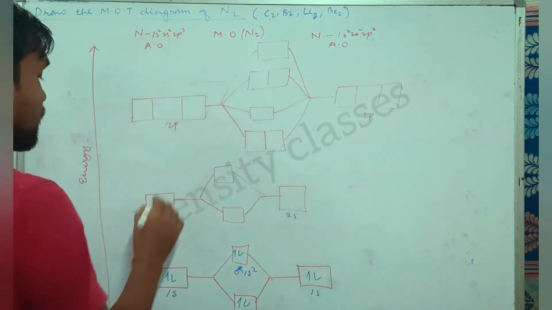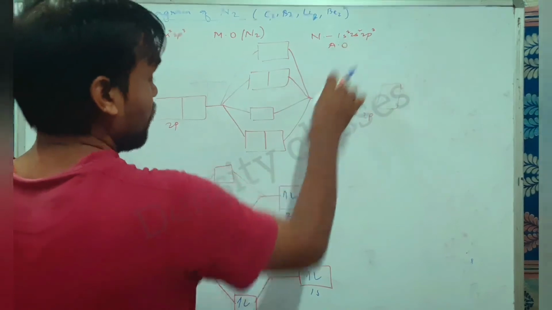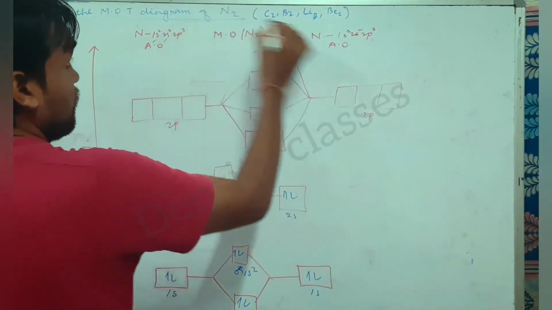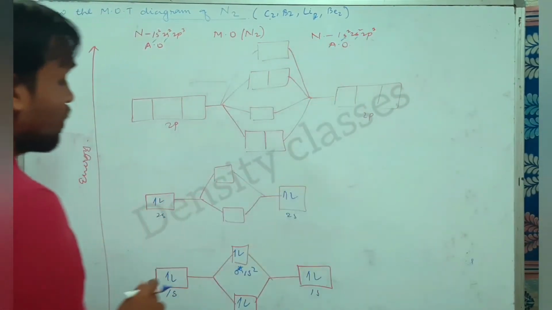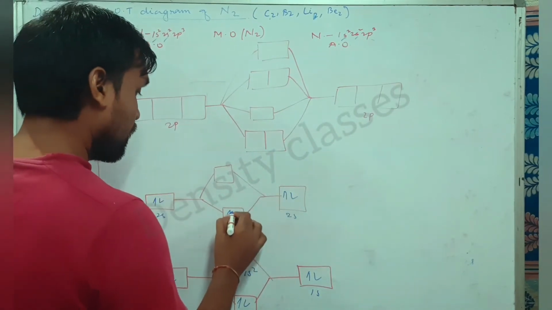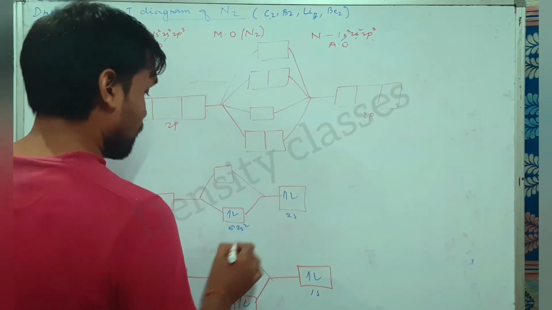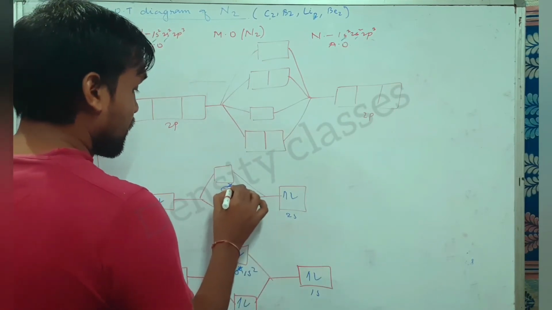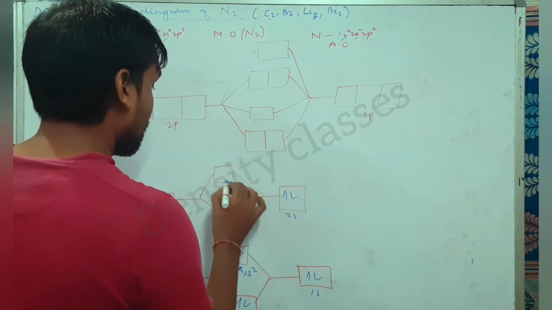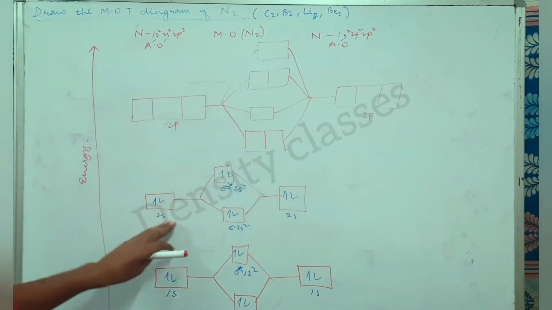How many electrons are there? 2 electrons here, 2 electrons here, also 2 electrons. So we have written, done, done. This one we are done. Now again the same thing: 1 electron will be given from here, 1 electron from here. So what will it form? Sigma 2s2, and here it will be sigma star 2s2. So this is the molecular orbital formed for the 2s orbitals.